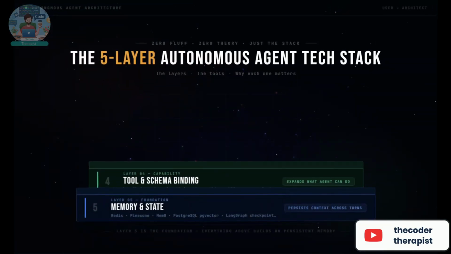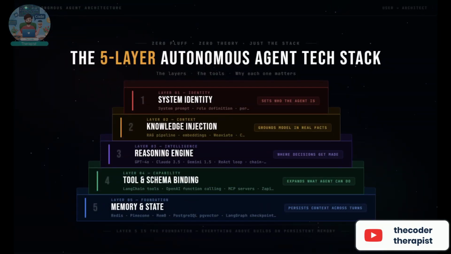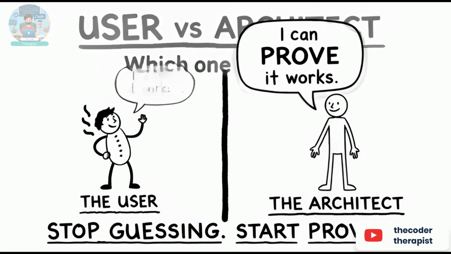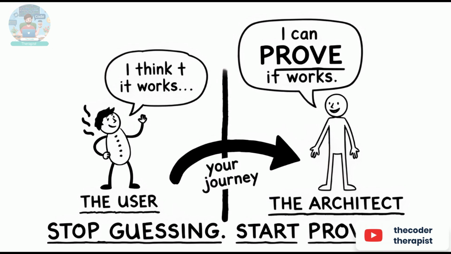5 layers: LLM core, memory, tools and orchestration, evaluation, deployment. That's the stack. That's the difference between a user who prompts and an architect who builds systems.